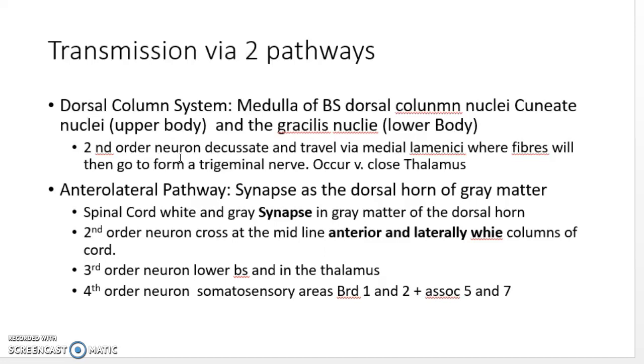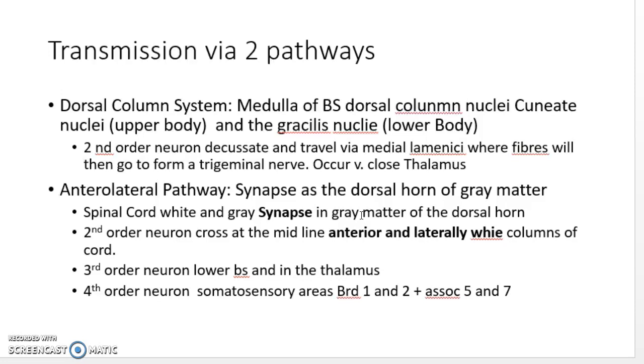So the main thing over here that we need to know is that the synapsing between the first and second neuron will occur in the brainstem, in the medulla, and they will travel in the medial lemniscus, so they will travel medially. And over here we have the anterolateral pathway, where the synapses will occur in the spinal cord.